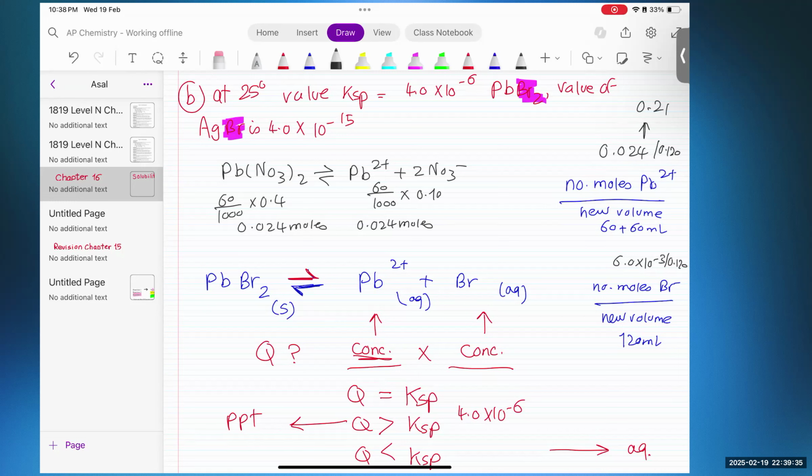So this one is 0.2 molar, and the other one is 6 times 10 to the power of negative 3 divided by 0.120, which is 0.05. Now I have the concentration of this one and this one. If I multiply them, I will get Q, right? Let me multiply them by each other. So I multiply this one by this one.